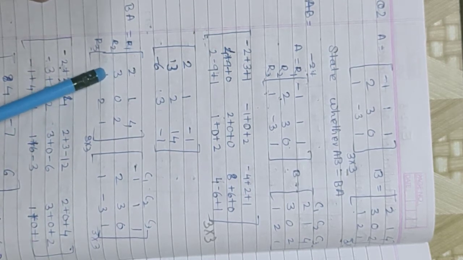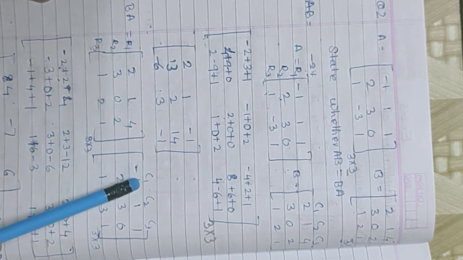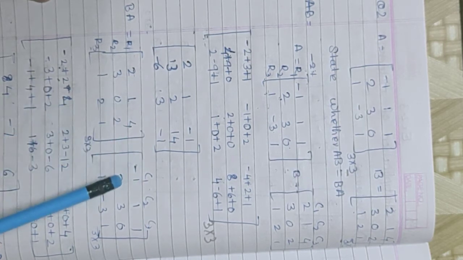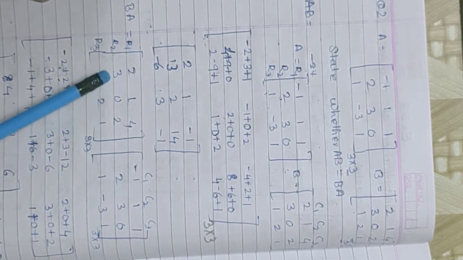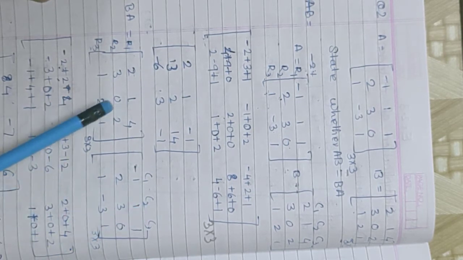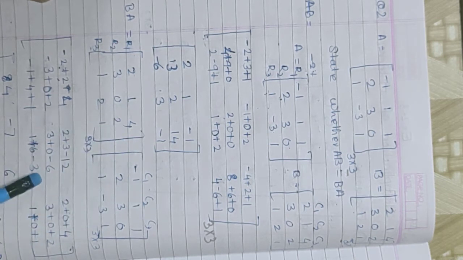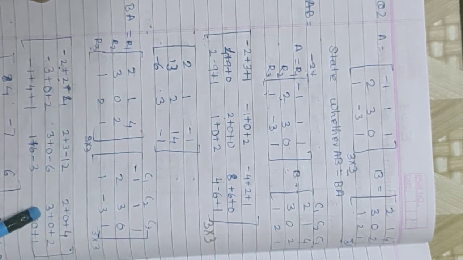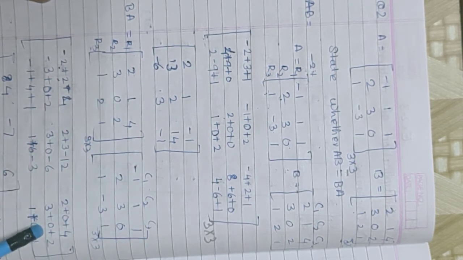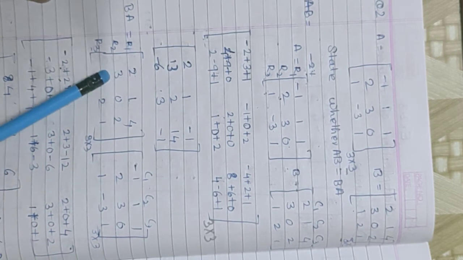Now with R2 we will start. 3 into minus 1, minus 3; 0 into 2, 0; 2 into 1, 2. 3 into 1, 3; 0 into 3, 0; 2 into minus 3, minus 6. 3 into 1, 3; 0 into 0, 0; 2 into 1, 2. So our second row is also completed.